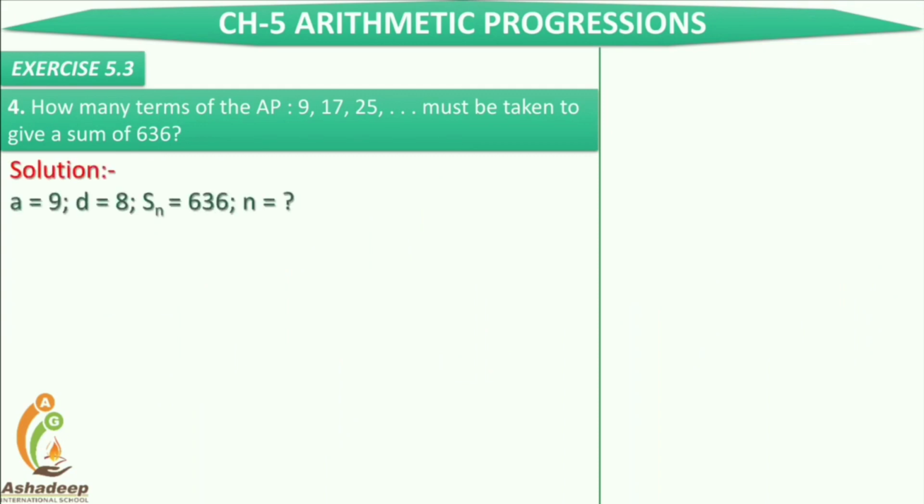Here a is given, a is equal to 9, d is equal to 8, Sn is equal to 636, and we need to find out n.